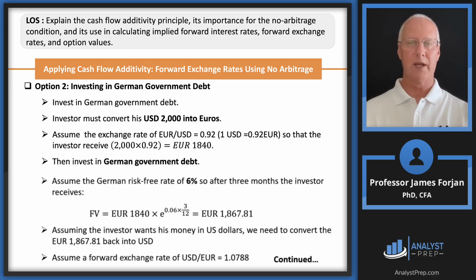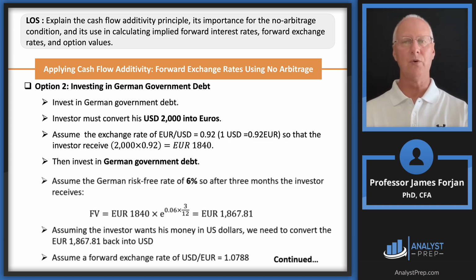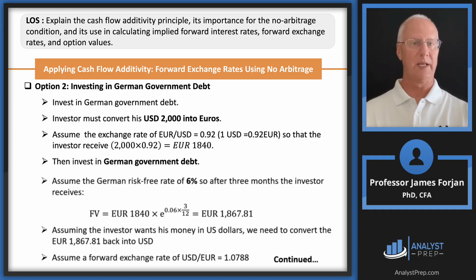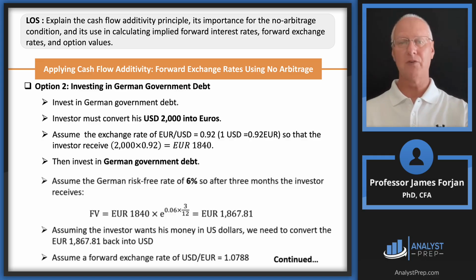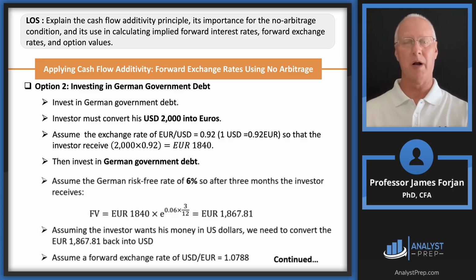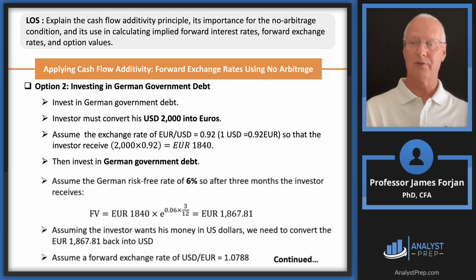So there's an exchange rate there. See the third arrow point? 1 US dollar is equal to 0.92 euros. So what that translates into is we're going to take the 2,000 US dollars and we're going to get 1840 euros. We're going to invest in German government bonds. Suppose that the yield on those German bonds is 6%. So you just do the math there. Of course, at maturity, you're going to want to convert those euros back into US dollars.